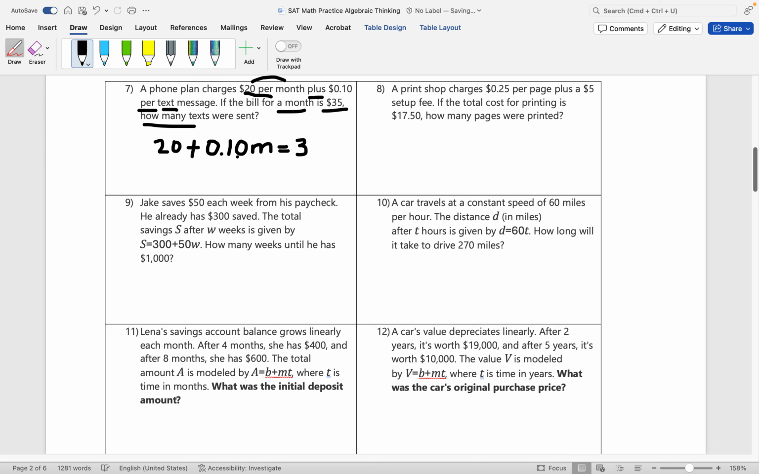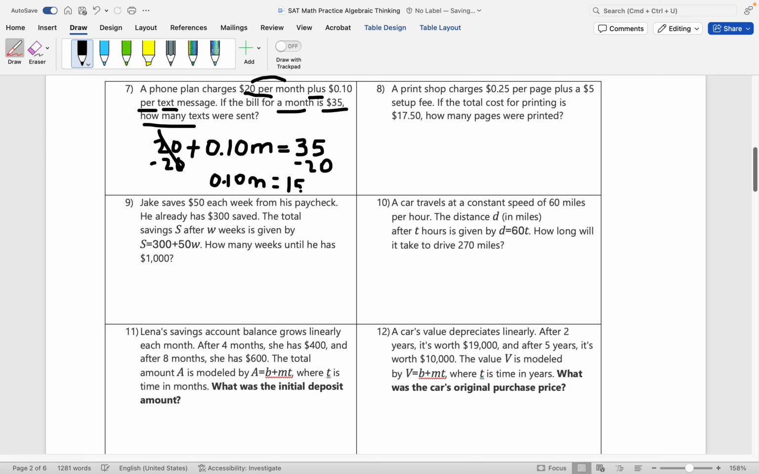Now remember, when you have a number and a variable together, that means multiplication. Okay, so here you have it. This is a two-step equation, so let's solve it. Let's get rid of the 20 by subtracting. So when you subtract 20 and subtract 20, this cancels, and now you have 0.10 times the messages that we don't know is equal to 35 minus 20, which is 15.